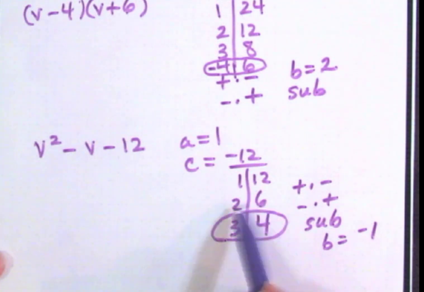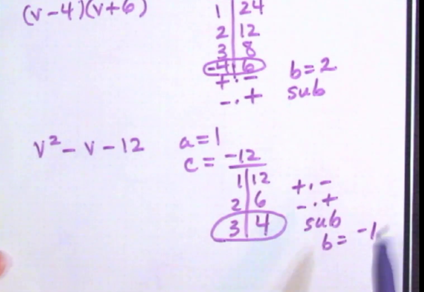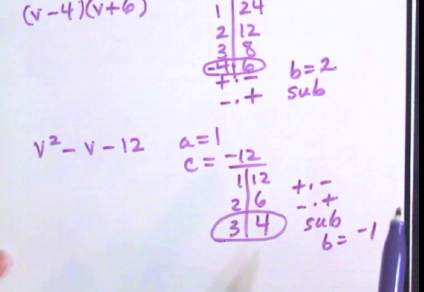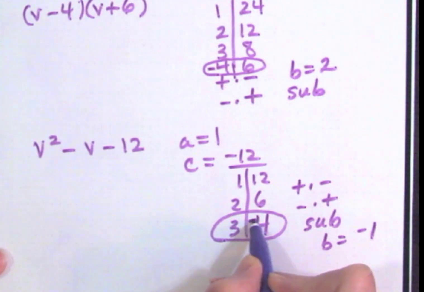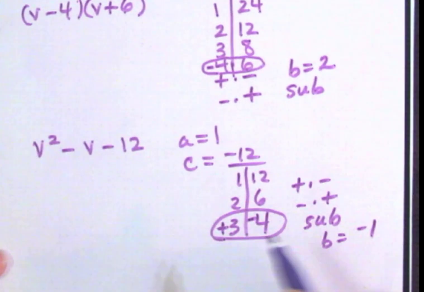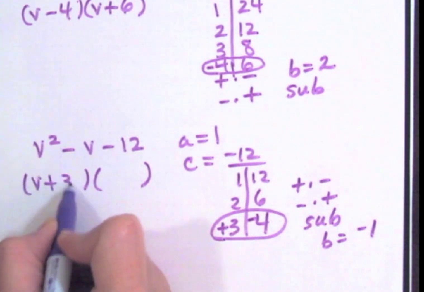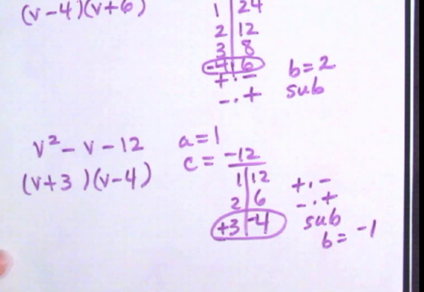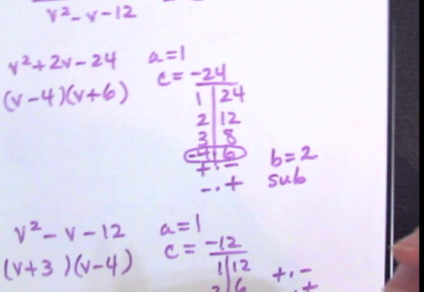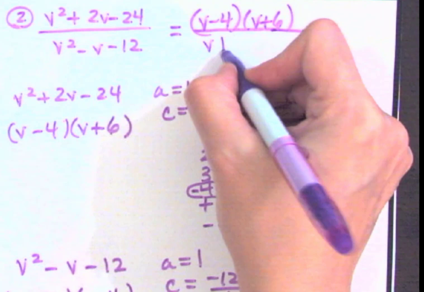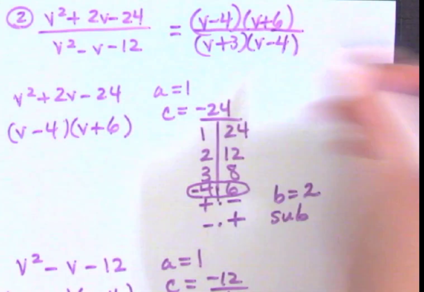If I try to subtract the others, 6 minus 2 is 4, 12 minus 1 is 11, so that doesn't help me. I've got to be able to get negative 1. So that means my larger number is going to need to be negative. That determines the sign. So my binomials are going to be v plus 3 and v minus 4. So we'll put that in the denominator spot. So v plus 3, v minus 4.